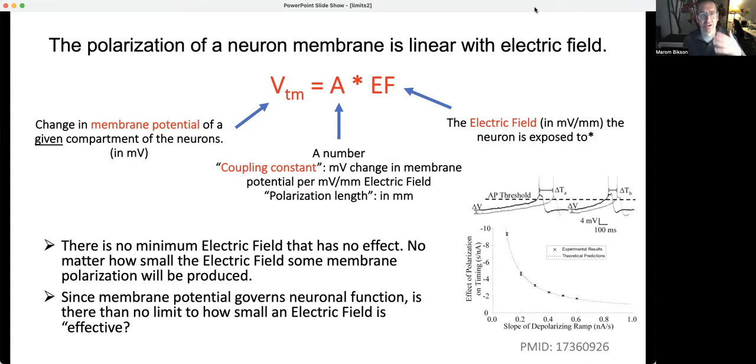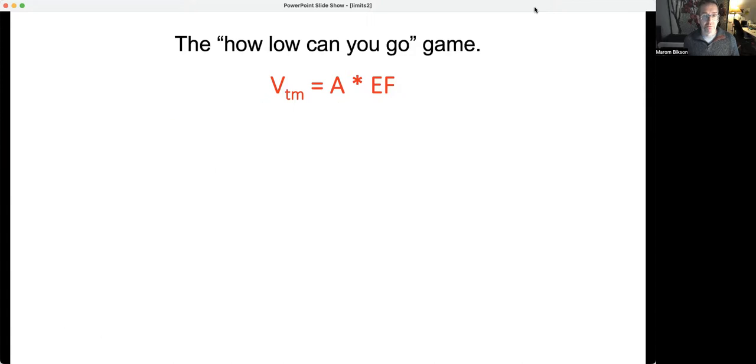And again, this is a question that we and others have looked at, where you really start to think about, well, how small of an electric field can you demonstrate has an effect? But I think this way of thinking, as I'll talk about next, can be illustrative, but also a little bit misleading, because you get into this how low can you go game. This is basically studies in animal models and tissue where people try to demonstrate what is the tiniest possible electric field that will still have an effect.